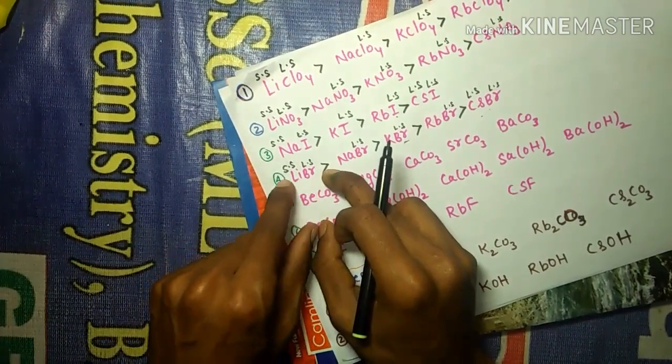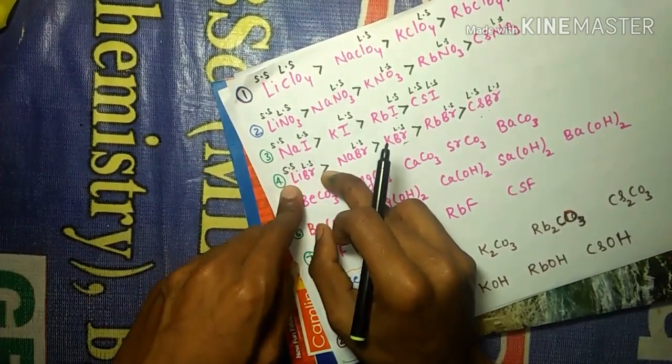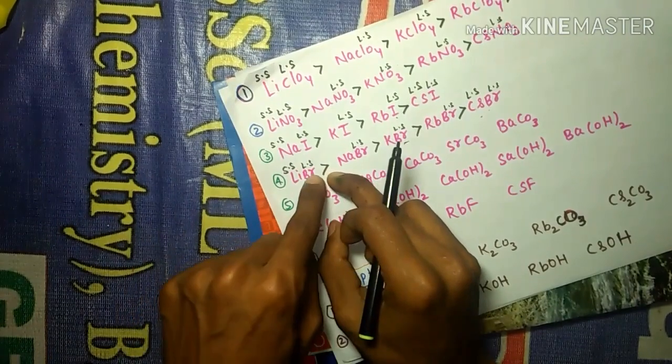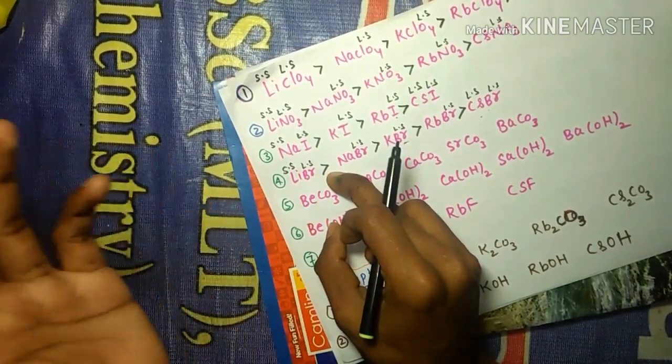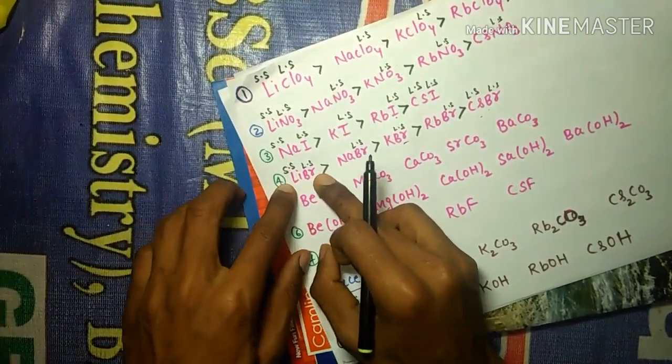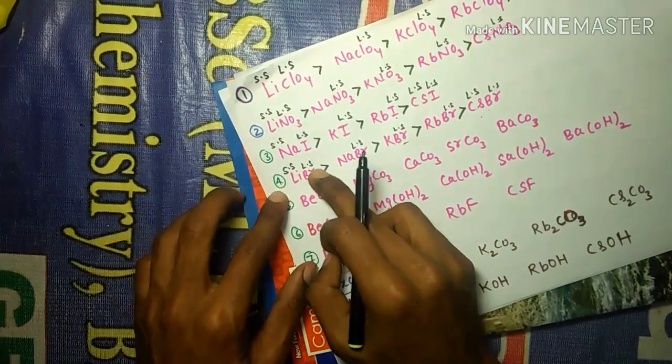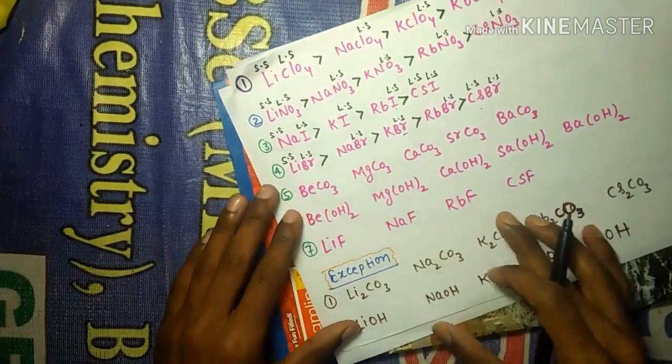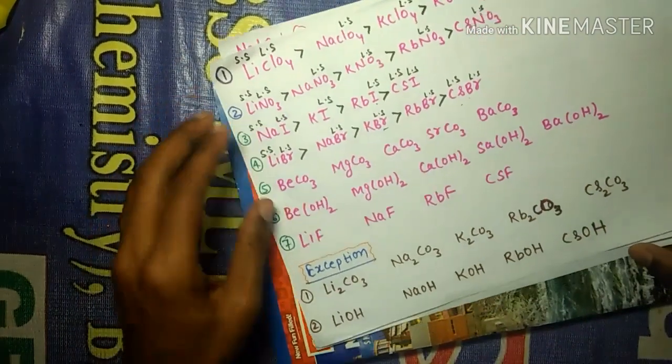There is a very big difference in this. Because Li+ has a very small size and Br- has a large size, there is a large difference in their atomic sizes. That's why it has more solubility. Now see question number 5.